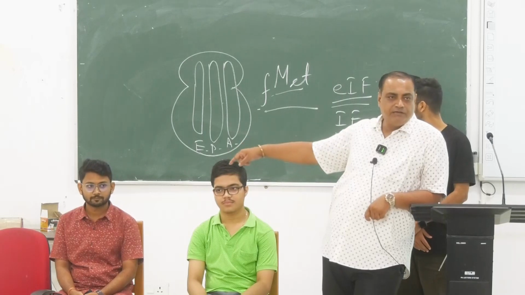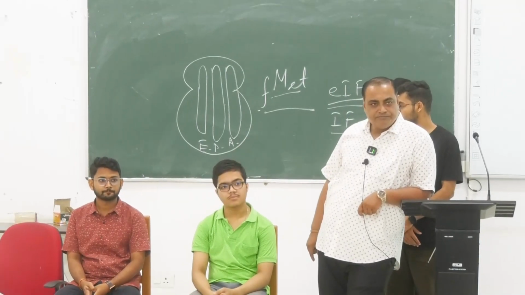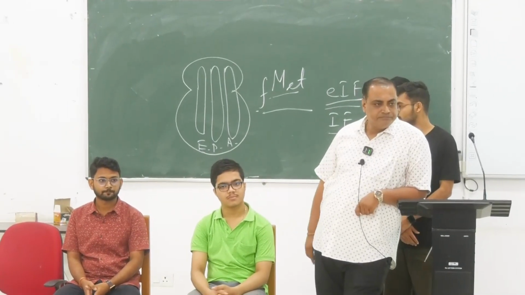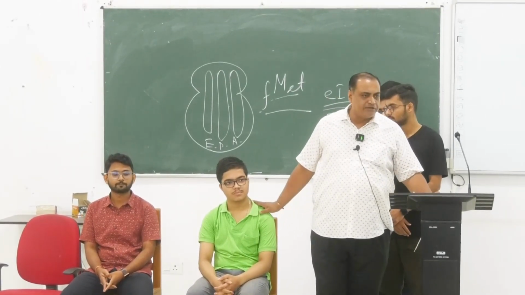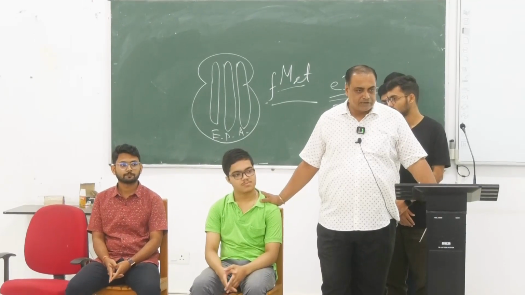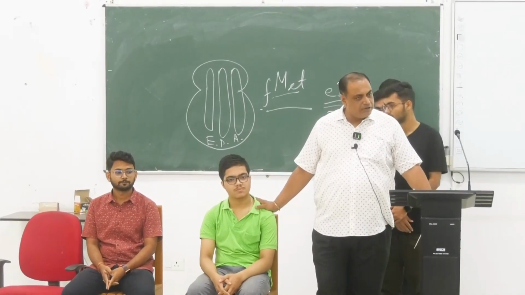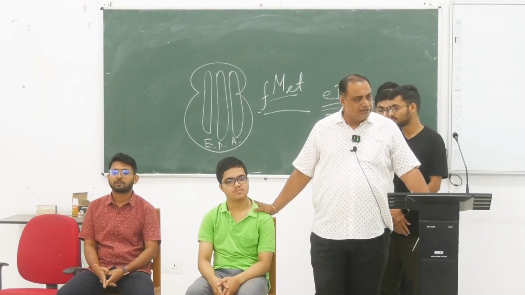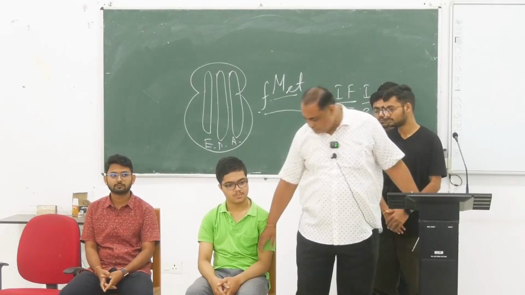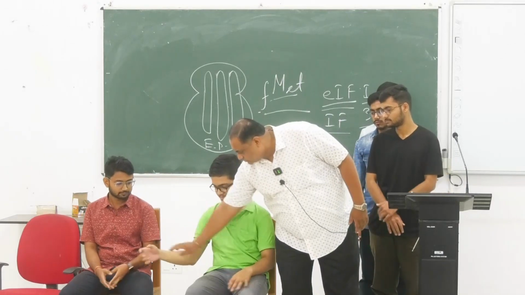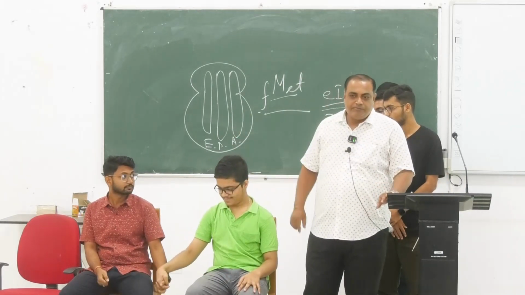ও কোথায় বসে আছে? Which site is he occupying? P site. Which site is he occupying? A site. So he is the newly added amino acid tRNA. Correct? Newly added amino acid tRNA. Now peptide bond is formed.